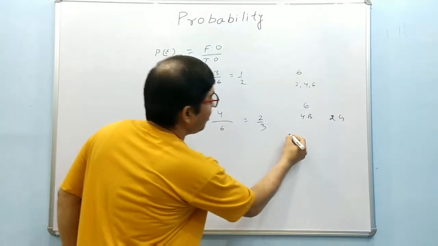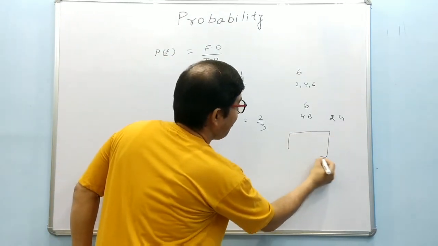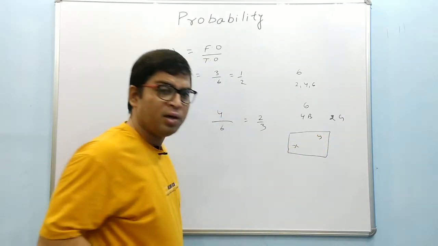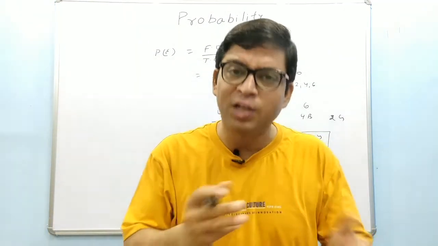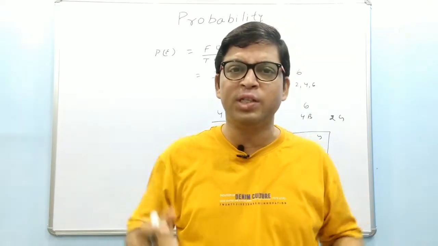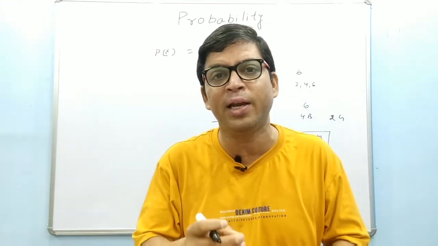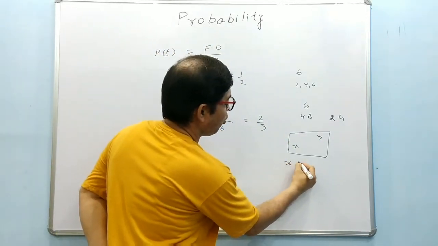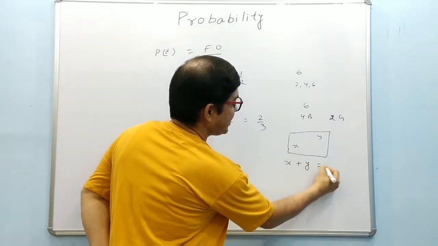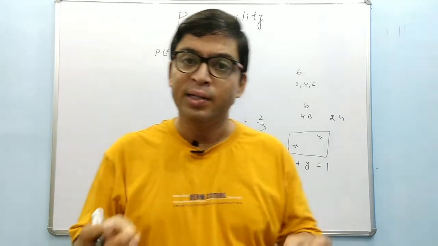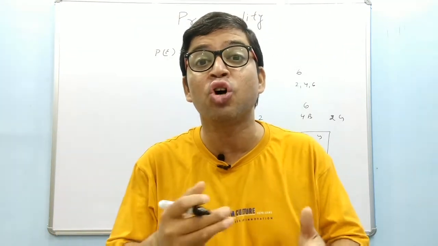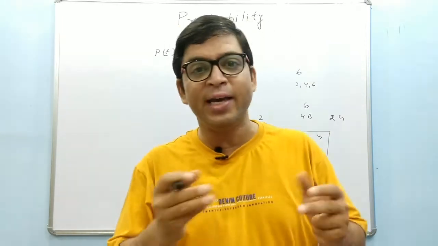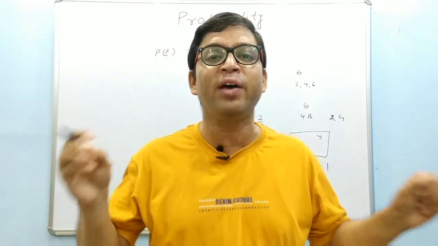See, if an event is happening in x ways, and the remaining part of the total sample space is happening in y ways, and the total probability of x and y is 1, then they are called exhaustive events. What does this mean? Only x and y make the completion of the event.